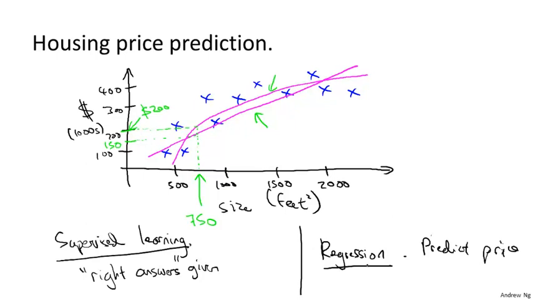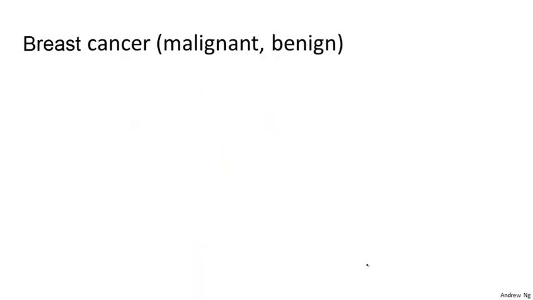Here's another supervised learning example. Some friends and I were actually working on this earlier, but let's say that you want to look at medical records and try to predict if a breast tumor is malignant or benign. So, if someone discovers a breast tumor, like a lump in their breast, a malignant tumor is one that's harmful and dangerous, whereas a benign breast tumor is one that's harmless. So people obviously care a lot about this.